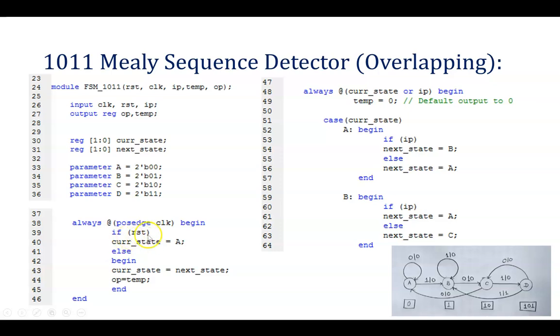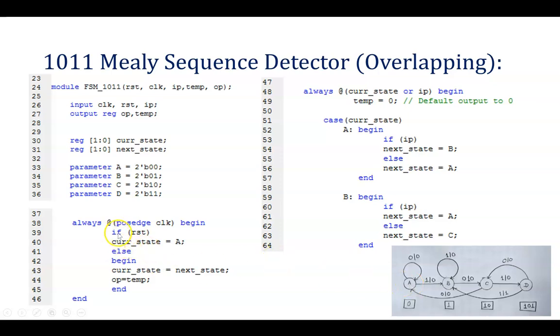What is the meaning of active high reset? As we have written if reset, it means if reset is 1, what will happen? The system will reset. For reset equal to 1, the system gets reset, and else, that is reset equal to 0, your system will work as a sequence detector, and that's why this is an active high reset. Now what should happen whenever the circuit is reset? It should be in state A.